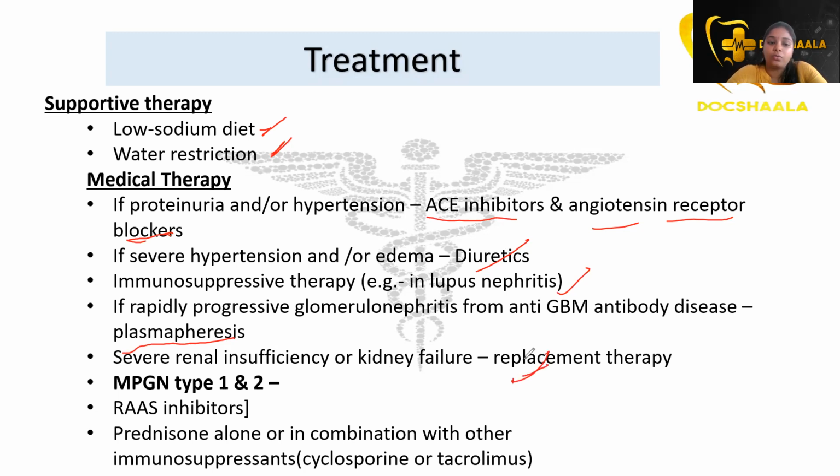So for proteinuria and hypertension, you have ACE inhibitors, angiotensin receptor blockers, diuretics, and immunosuppressive therapy, and plasmapheresis in rapidly progressive disease. Then in MPGN type 1 and type 2, RAS inhibitors are given, and prednisone alone or in combination with other immunosuppressants such as cyclosporin or tacrolimus. So these are the medications which we can use in nephritic syndrome.